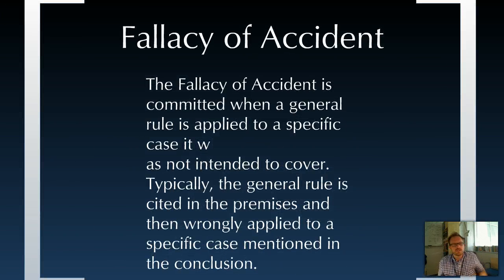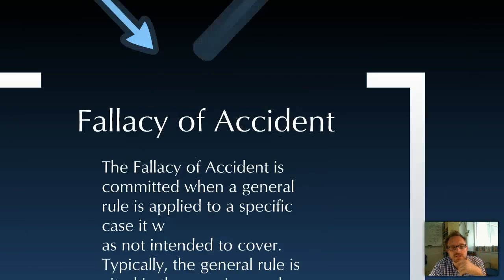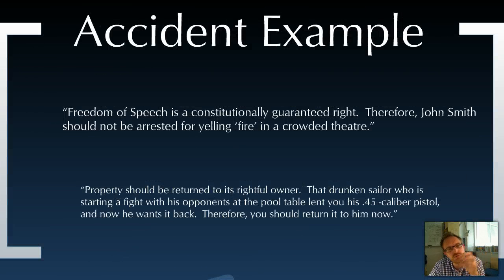The next major fallacy here is what's called the fallacy of accident. The fallacy of accident is committed when a general rule is applied to a specific case that it was not intended to cover. Typically, the general rule is cited in the premises, then wrongly applied in a specific case mentioned in the conclusion. So this is when you take a general rule and misapply it in order to derive a specific conclusion.